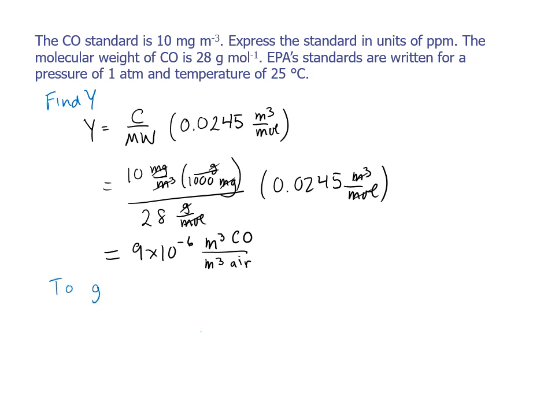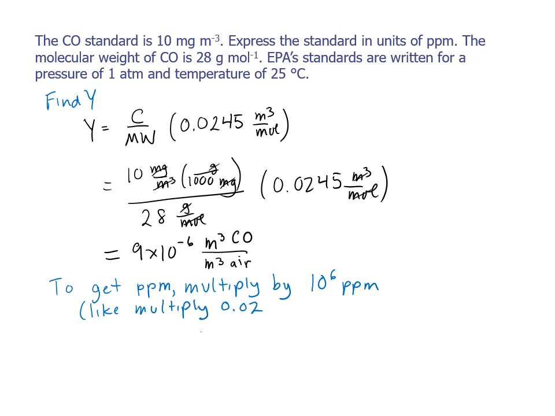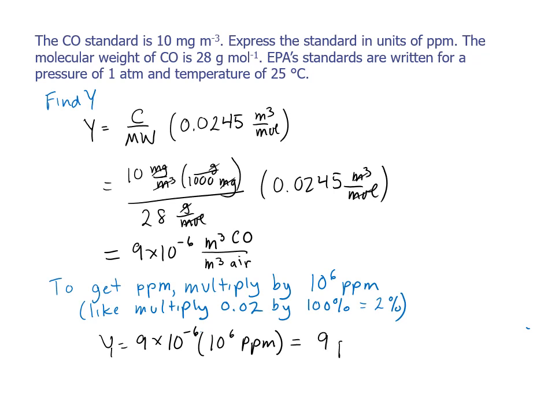To get ppm, we multiply by 1 million parts per million. So it's multiplying by 1, which is like multiplying the number 0.02 by 100%, which is 1, to get 2%. And so if I do that, I have Y is equal to 9 times 10 to the minus 6 times 10 to the 6 ppm, and this is equal to 9 ppm.